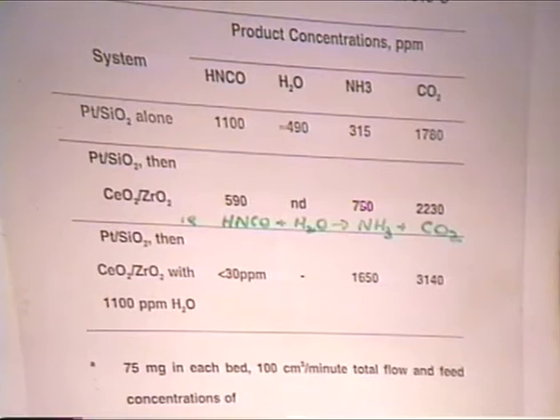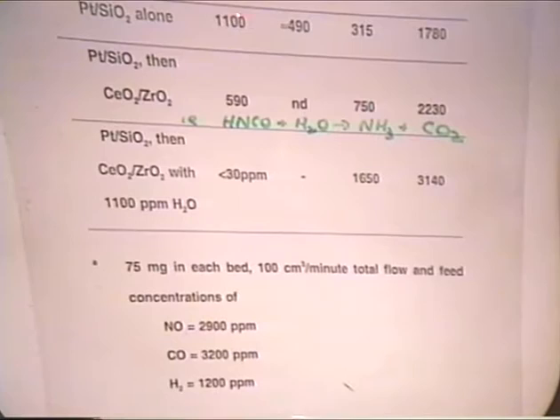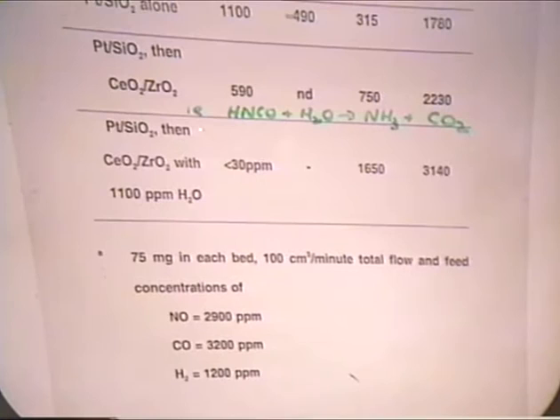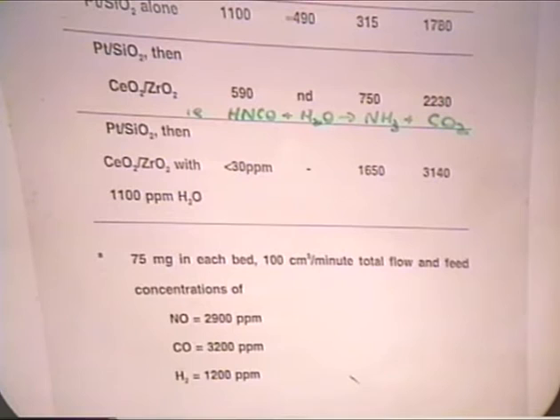If we include water in the feed, so we now have more water than a platinum silica can make isocyanic acid, then all the isocyanic acid disappears to the limit of our measurements and is converted to ammonia and CO2. And you find the same thing with alumina and lots of other things, and I'll just show a couple more.